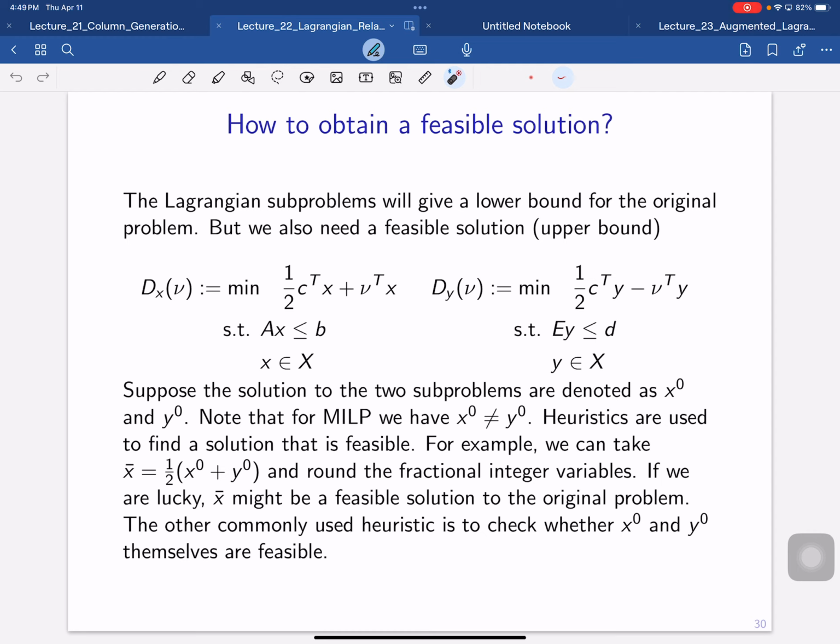So if you solve these two subproblems here, right? Let's suppose it happens to be the case that x naught equals y naught. What can you say about x naught and y naught? It's feasible. Can you see it's also optimal? Right? Okay. Any other ideas here?